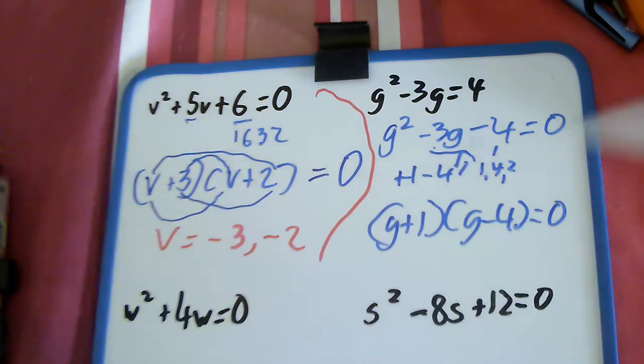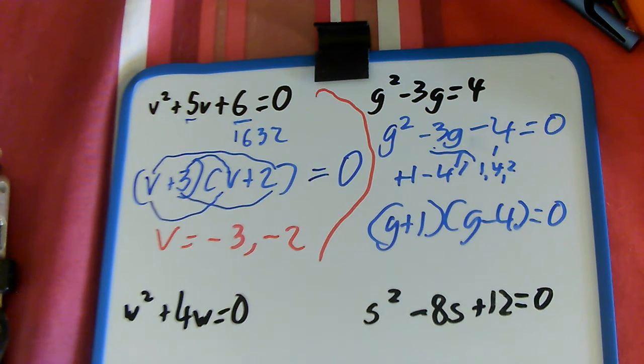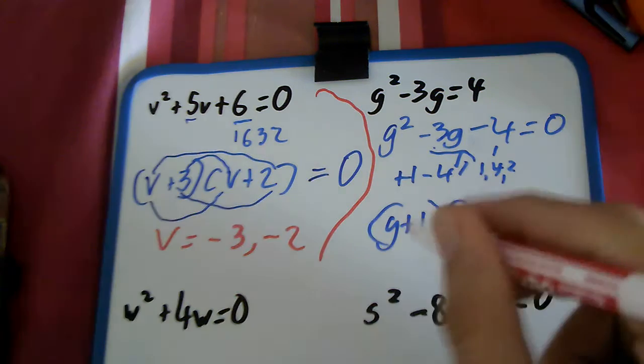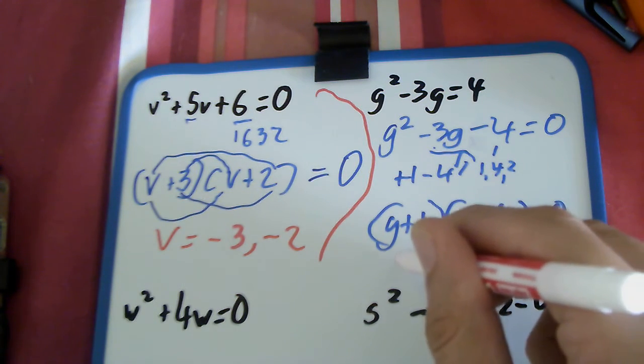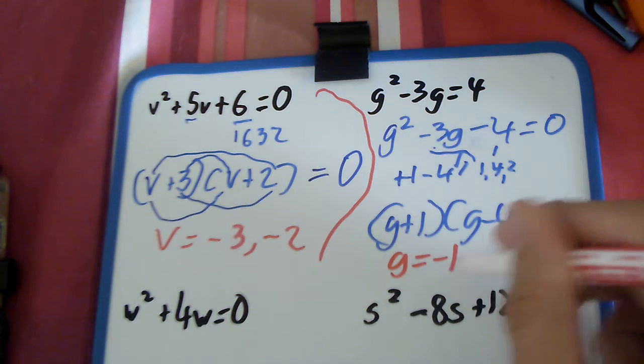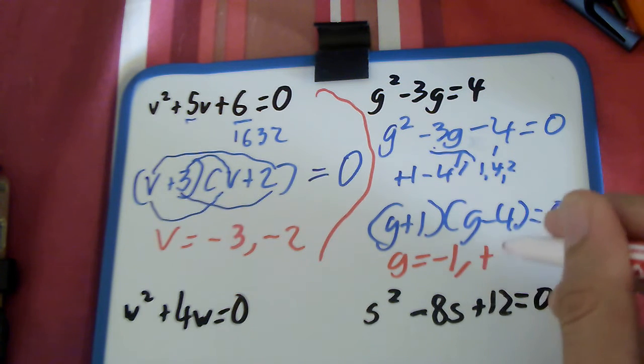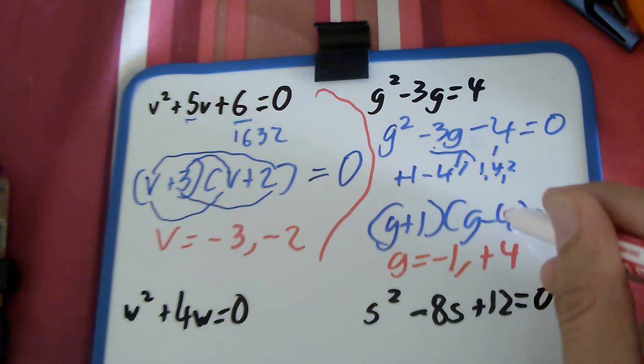If I want to get the left bracket to equal 0, then I need g equals minus 1. Minus 1 plus 1 will be 0. So g can equal minus 1. And on the other side, it will be positive 4. 4 minus 4 will equal 0.